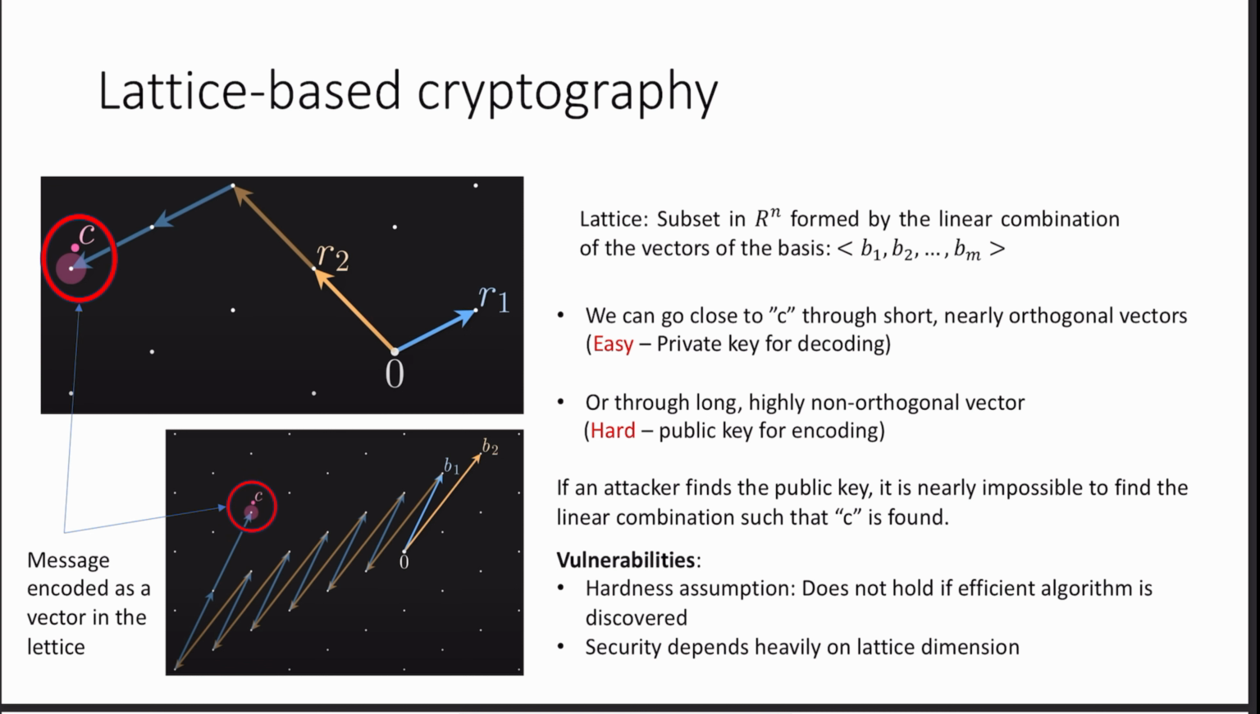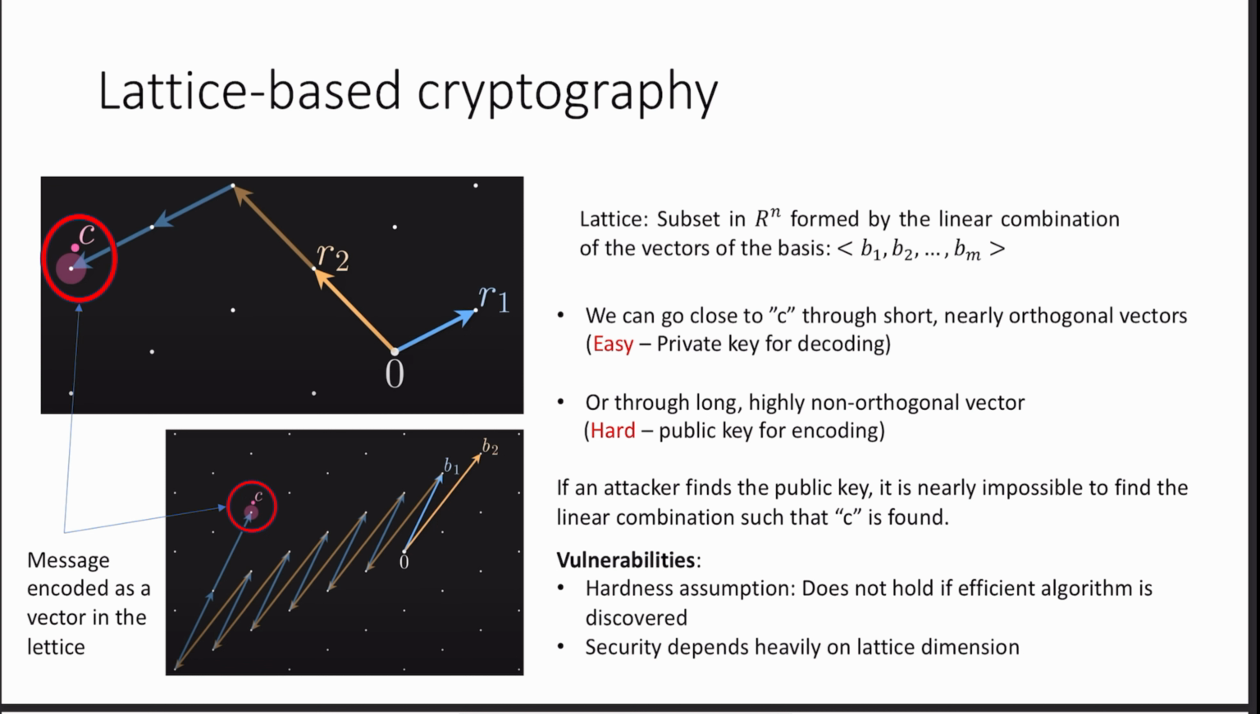Now, this is what we'll use as the public key encoding, while the easy one is the private key. So it is going to be harder for someone who gets these two vectors to find the correct linear combination of vectors that would achieve the message.